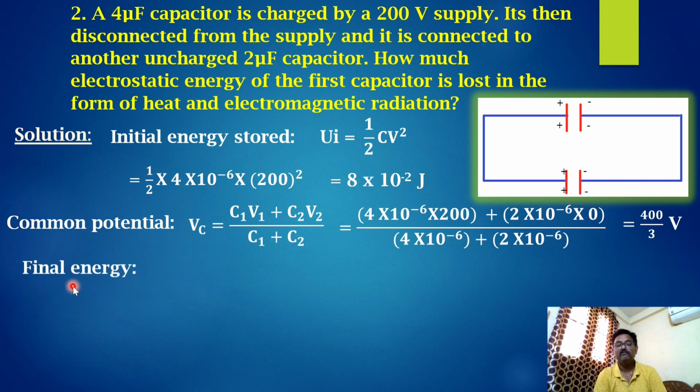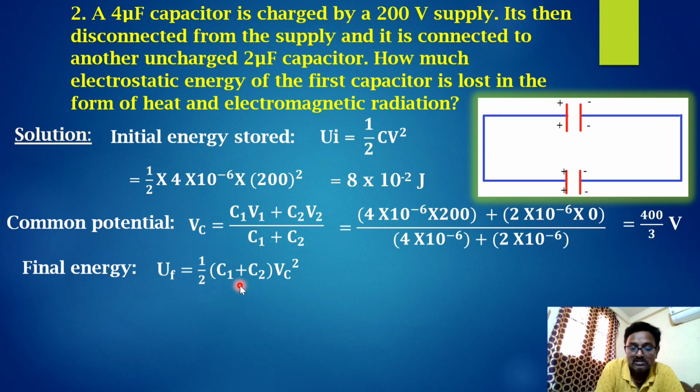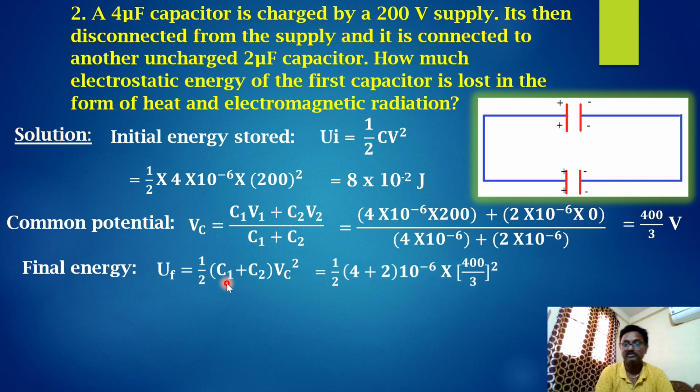Now final energy. What will be the final energy? The final energy is equal to half the sum of capacitance into the square of the common potential. Both capacitors are connected in parallel, so we will get C1 plus C2. So half C1 plus C2 times common potential squared.